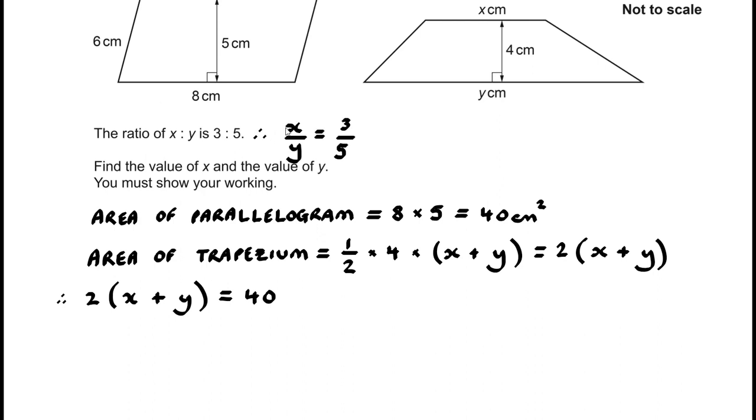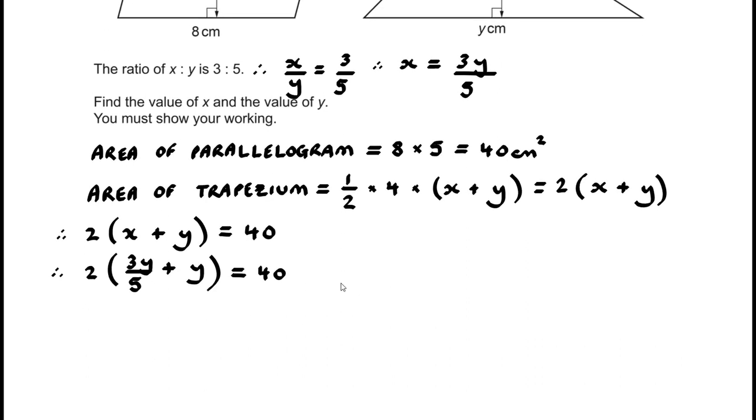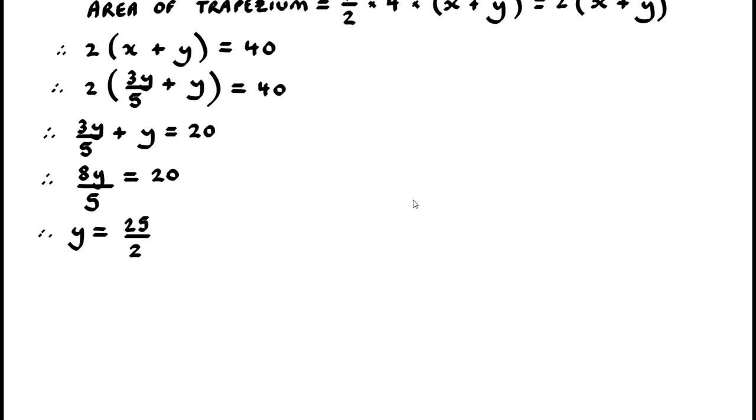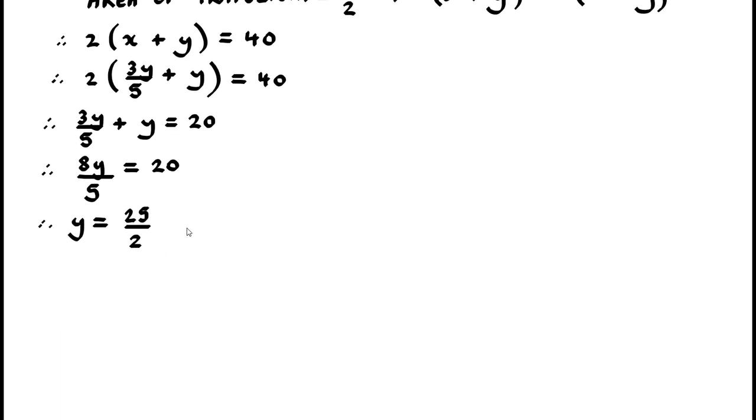We can rewrite the ratio as x over y equals 3 over 5, which will be simplified to x equals 3y over 5. So if I've replaced the x with 3y over 5, I've got 2 multiplied by 3y over 5 plus the y equals 40. Dividing through by 2, we end up with 3y over 5 plus y equals 20. So 8y over 5 equals 20, which means y equals 25 over 2.